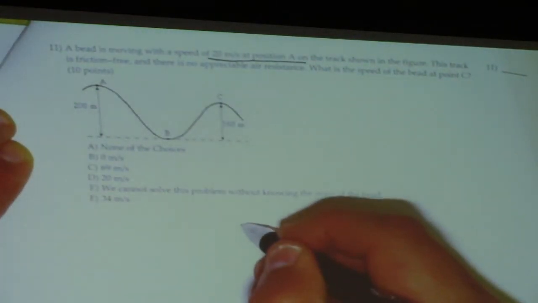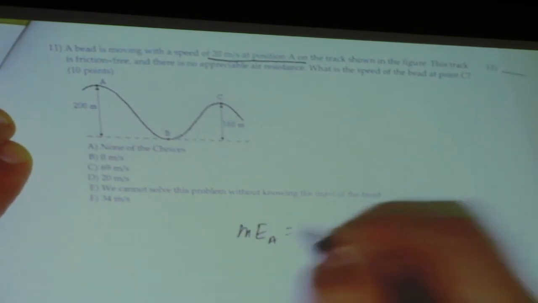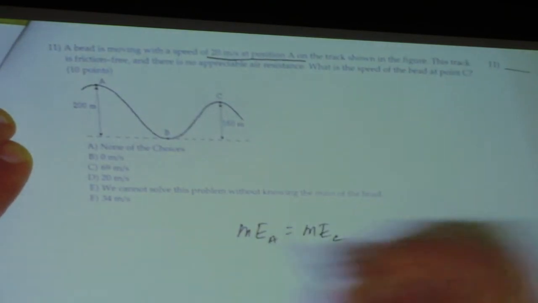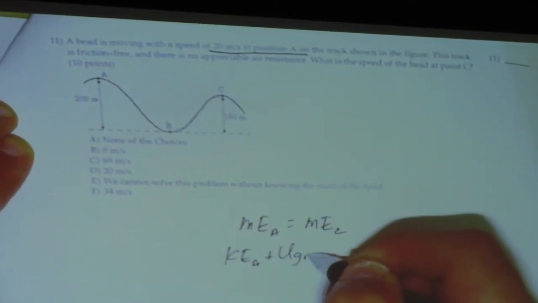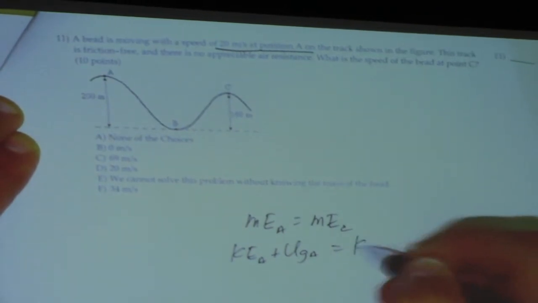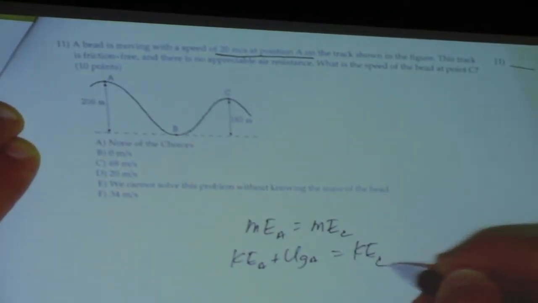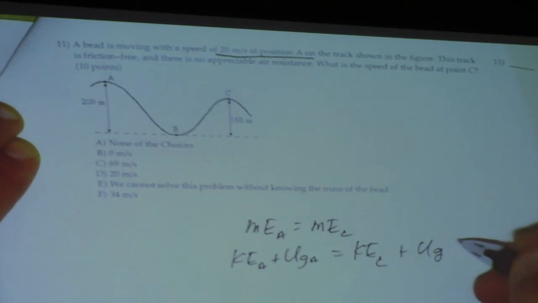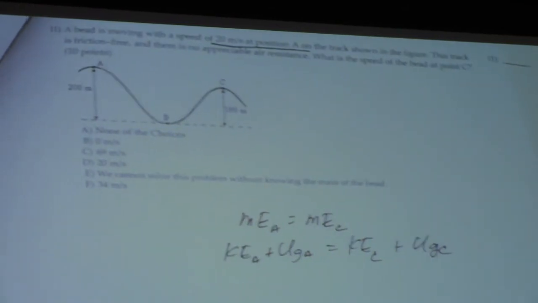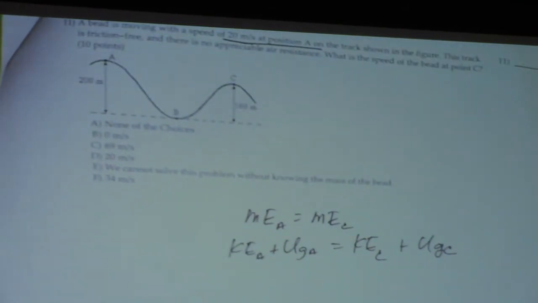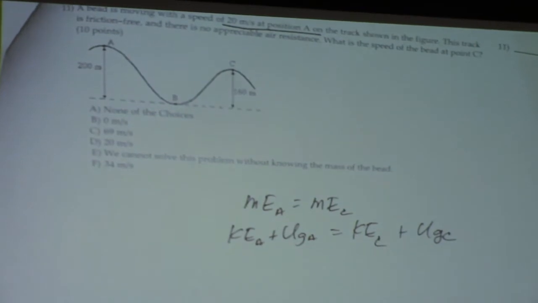It's the same concept. Mechanical energy at A is equal to the mechanical energy at C. So this is made up of kinetic plus gravitational potential energy at A. And then that's equal to kinetic energy at C plus gravitational potential energy at C. The practice test, you did not have this term. In this one, you're actually moving at C, so you have to take that into account. And then you know everything except for the speed at C. So put all the details in, and then you can solve for the speed at C.